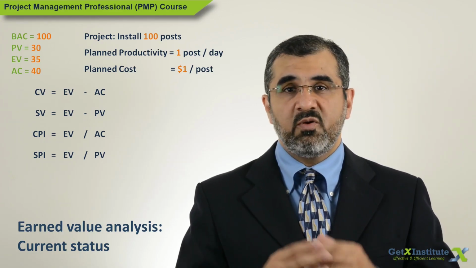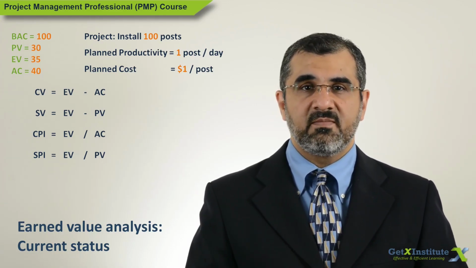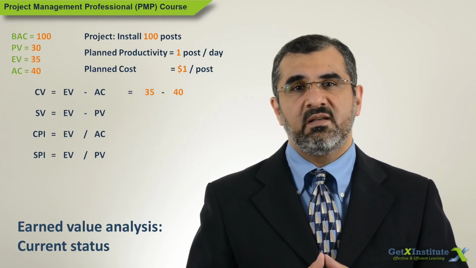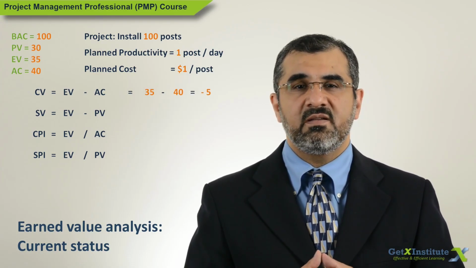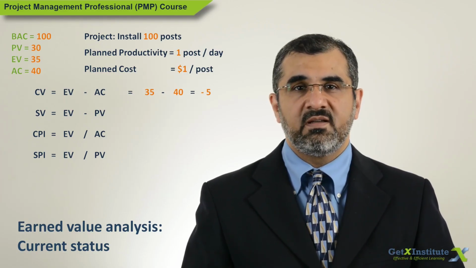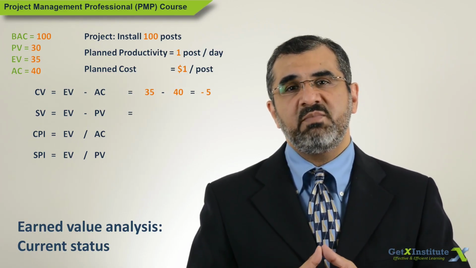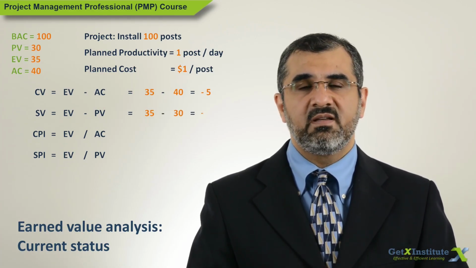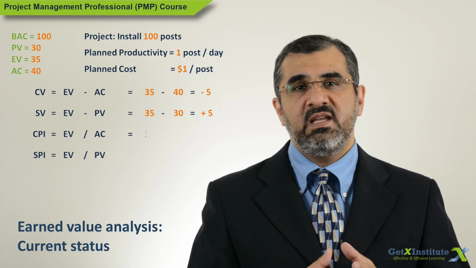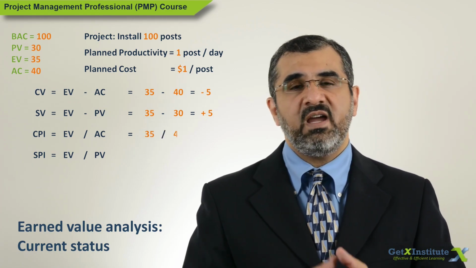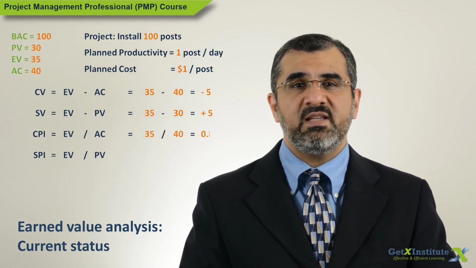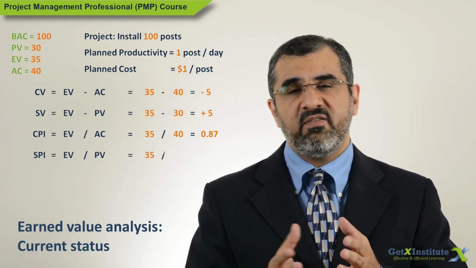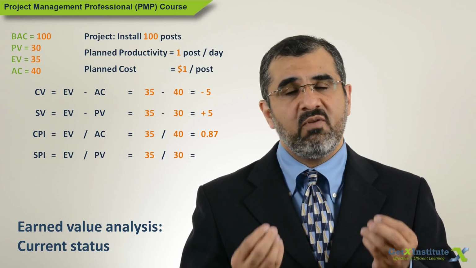So for the post-installation project, CV equals EV minus AC, 35 minus 40, minus 5. SV equals EV minus PV, or 35 minus 30 gives us plus 5. CPI, EV divided by AC, or 35 divided by 40 gives us 0.87. And SPI, EV divided by PV, or 35 divided by 30 gives us 1.17.